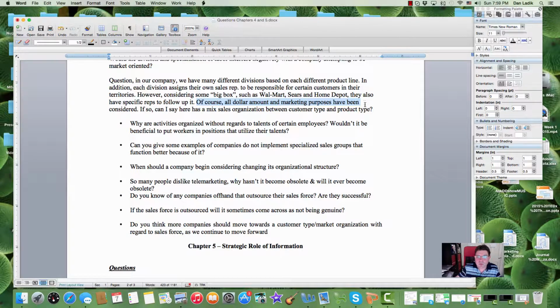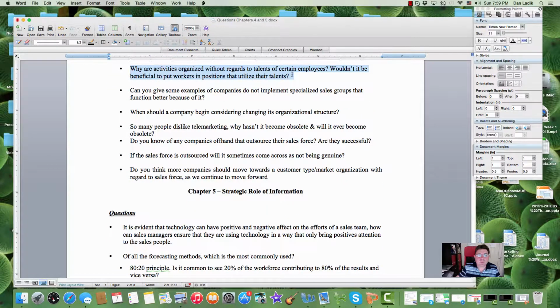Of course, all dollar amount marketing purchases have been considered. So, can I say here there's a mixed organization? Yeah, absolutely. Hopefully, you're in a scenario where you do have big box people and you have plenty of revenue and you can do this mixed. Mixed sales organizations are more complicated, but how are you going to say no to these numbers?